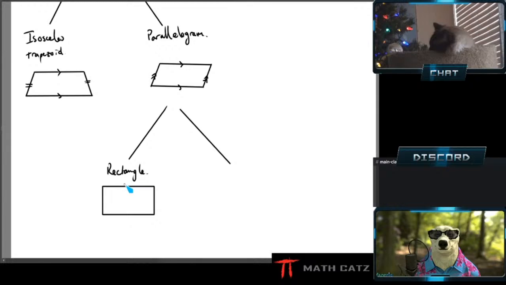So now I have my parallelogram, but I also require the same angles everywhere. And because they're all the same, because I have 4 of them, they'll all be 90 degrees. All right.